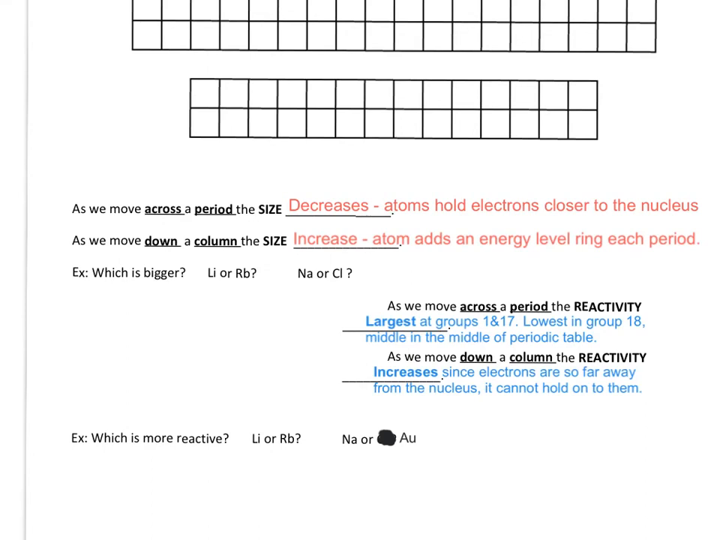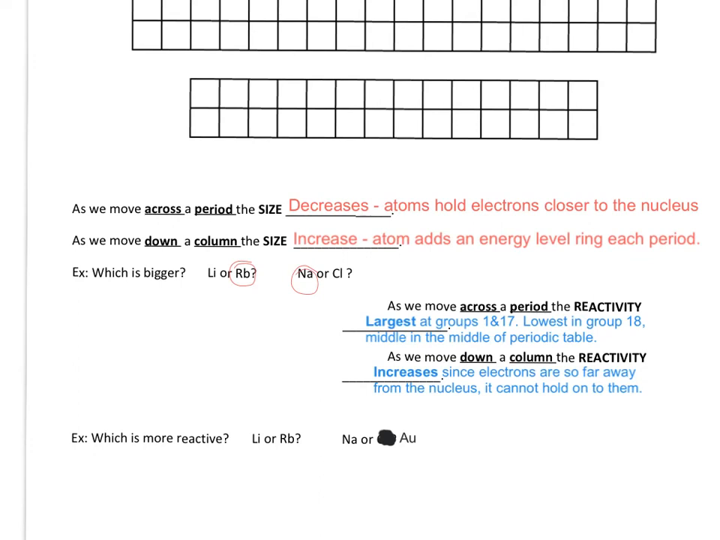So let's look at our periodic table. Which is bigger? We need to find lithium and rubidium. They're both in group 1. And if we take a look, lithium's at the top and rubidium's at the bottom. So as we go down a column, we get bigger because we've added a ring. So rubidium is bigger. Now going across, we have sodium and chlorine. We said as we go across the period, our size decreases. So sodium starts off large and then it decreases as I get closer and closer to chlorine. So that means sodium is going to be my bigger atom.